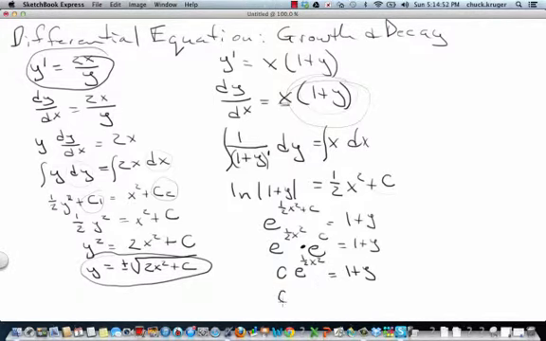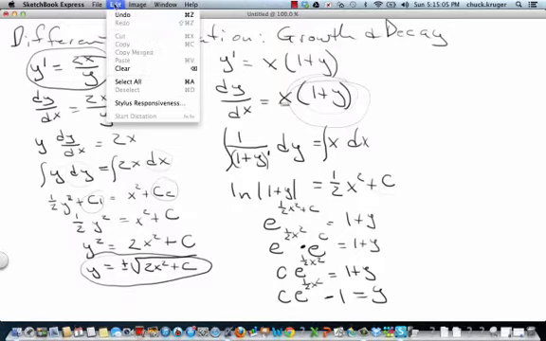And I'm going to subtract 1 from both sides now. And so I'm going to have c e to the 1/2 x squared minus 1. That's equal to y. Alright, I'm going to do another one. I'm going to clear the screen.